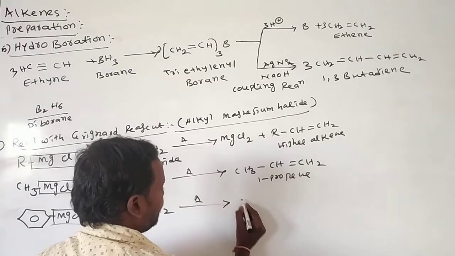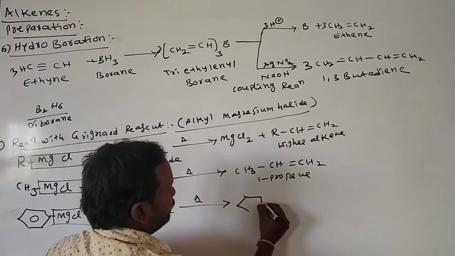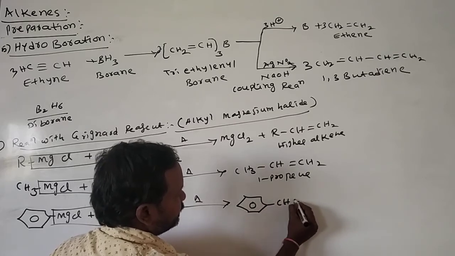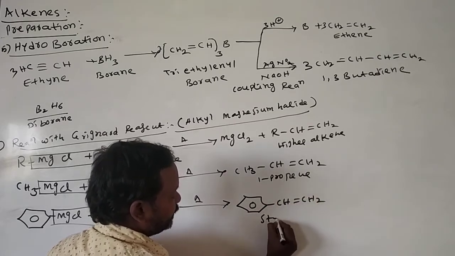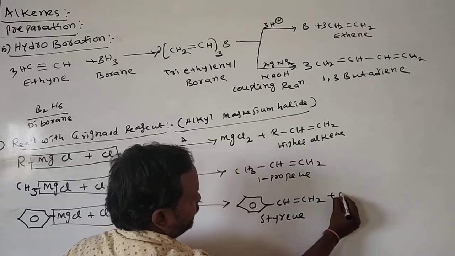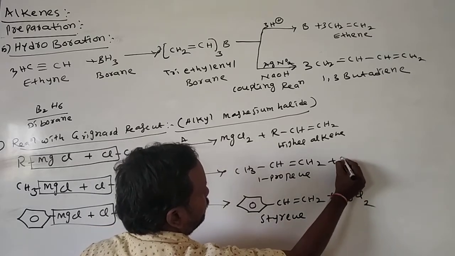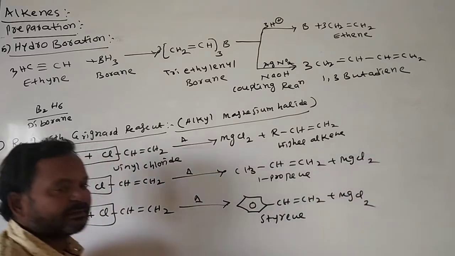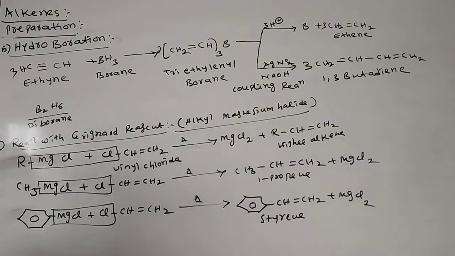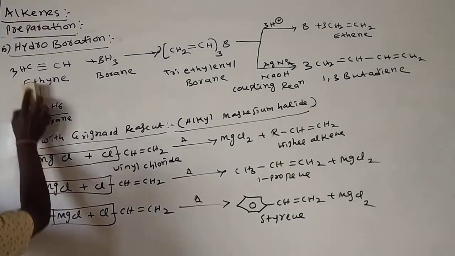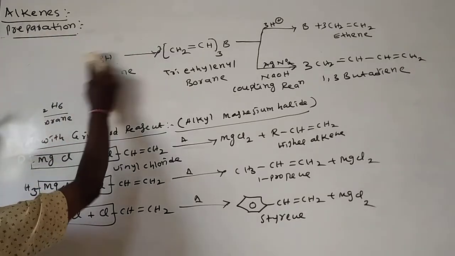This is a higher alkene. Here also the same: benzene with CH double bond CH2. This is what we call styrene. Here also MgCl2 was released. Okay, this is about the hydroboration and reaction with Grignard reagent. By the reaction with Grignard reagent and by hydroboration, we prepared alkenes.